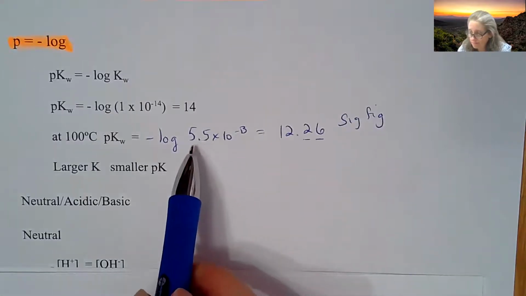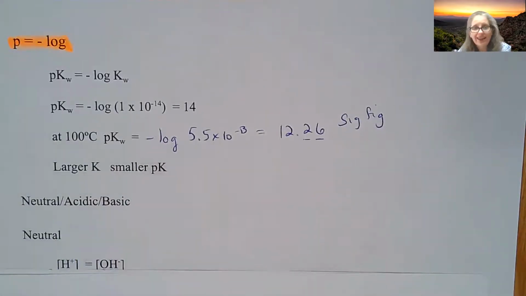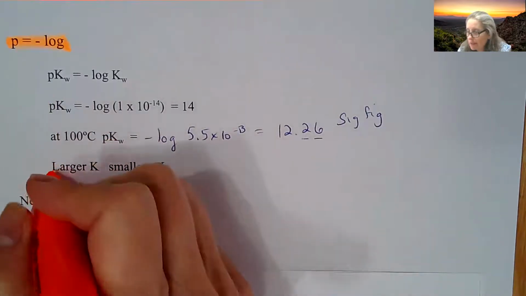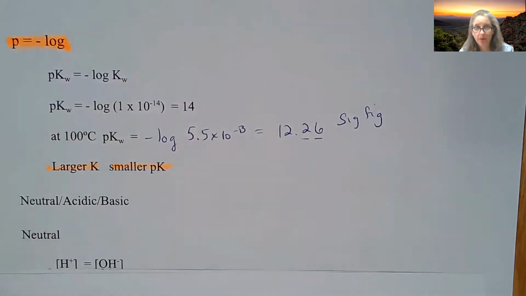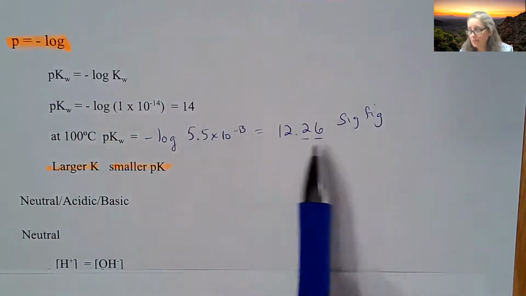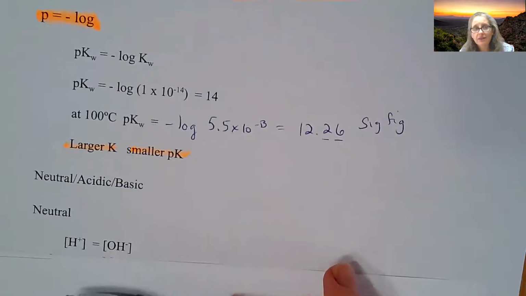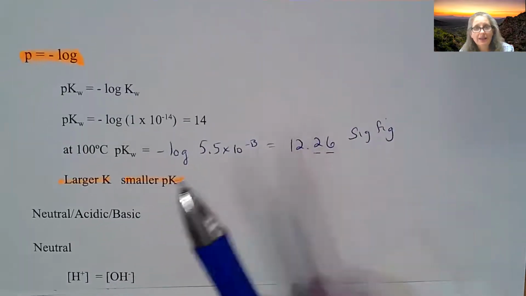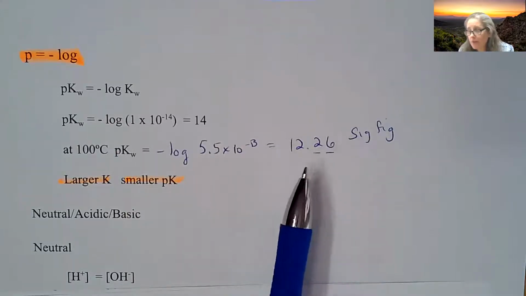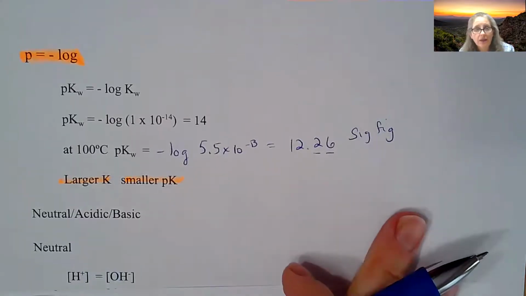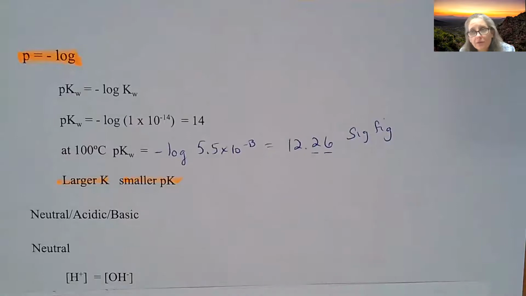Do note that the larger the K is, the smaller the pK is going to be. So that is why the number went below 14 rather than going above 15. And that's going to be kind of critical. So that means at 100 degrees Celsius, your pH range is much smaller. It's from 0 to 12 and even smaller than that.